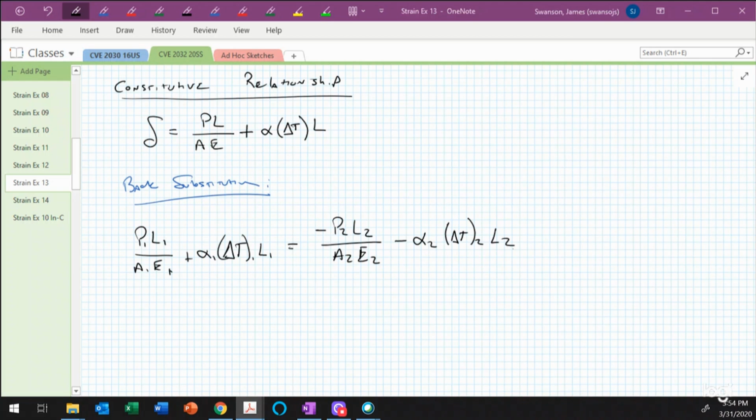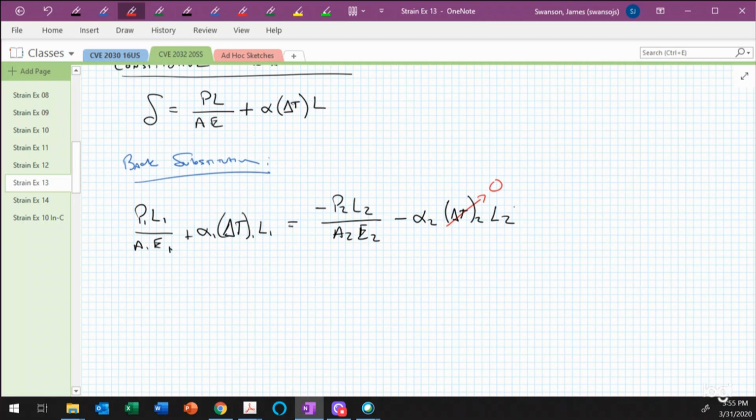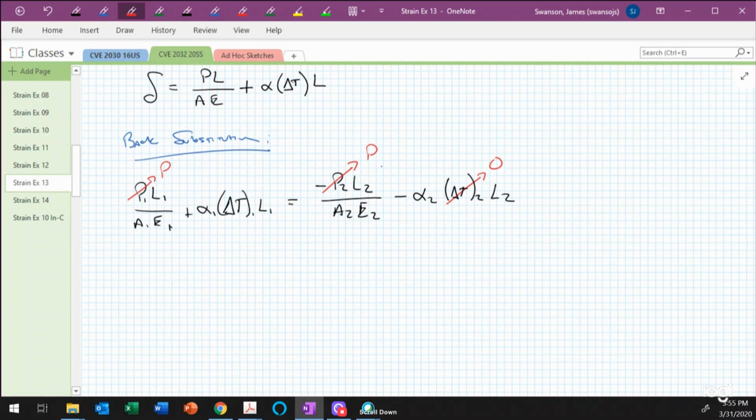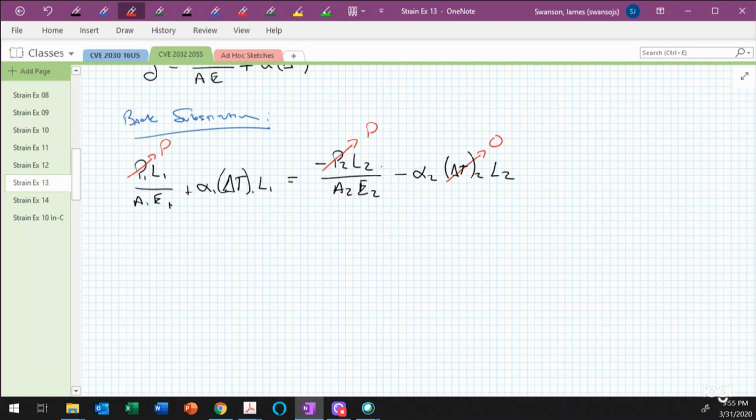Okay, now a couple of things that we can do here. The first thing is that there is no temperature change in bar number 2, so that goes to 0. So that simplifies things greatly. And then next what we can do is we can solve for the internal member force. And since we know that P1 is equal to P2, then we can just say that that's equal to P and that's equal to P as well. All right, so I just substituted in from our statics equations. So now what we can do is solve for P.